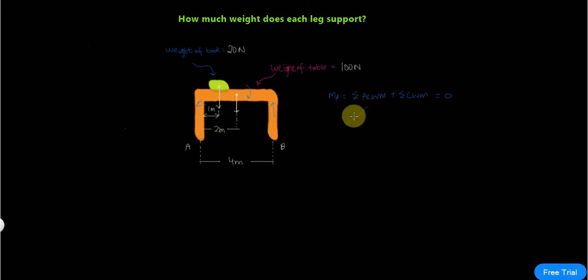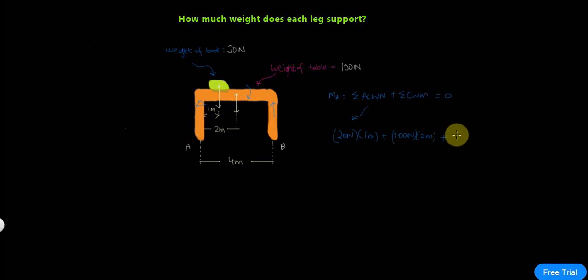So if I start unpacking the sum of these anti-clockwise moments, I have the 20 newtons supplied by this book over here, and its distance from the axis of rotation is 1 meter. Plus, I have the center of mass of the table, which is 100 newtons, and it is a distance of 2 meters from the axis of rotation.